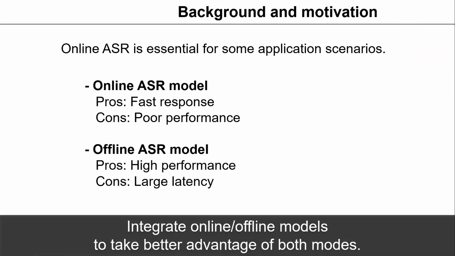Firstly, end-to-end automatic speech recognition is a promising approach, and it can be classified into online models and offline models. In some applications, an online ASR model is essential. But these online and offline models have pros and cons respectively. The online ASR model has fast response, but the performance is relatively poor compared with the offline ASR model. But the offline ASR model has to wait for the completion of the utterance, so it will lead to large latency. So we attempt to integrate online-offline models to take better advantage of both modes.